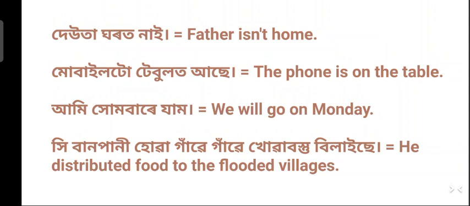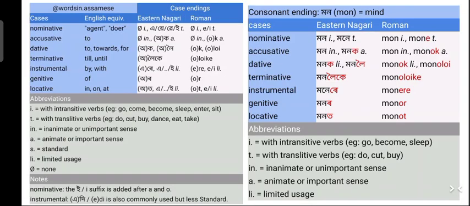So the usual suffix is ot when the word ends with a vowel, and sometimes A is used, mainly with days of the week and when the noun is doubled. So these are all the cases in Assamese. Let's look at them again. Nominative, mon or mone. Accusative, mon or monok. Dative, monok or monoloi. Terminative, monoloike. Instrumental, monere. Genitive, monor. Locative, monot.